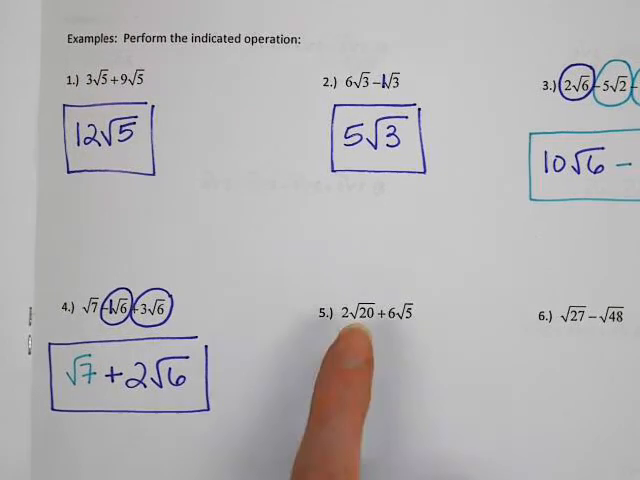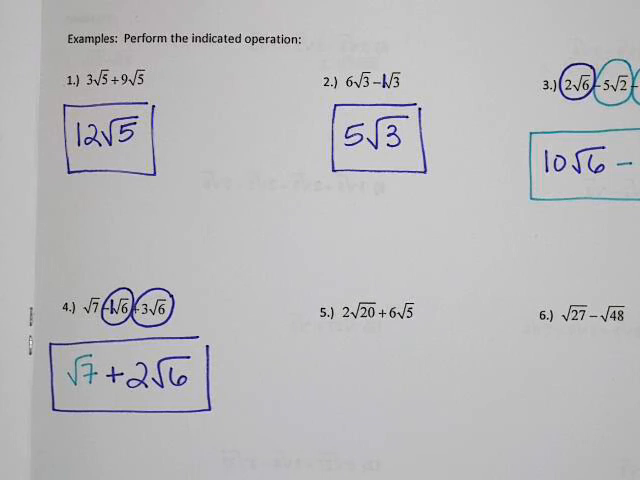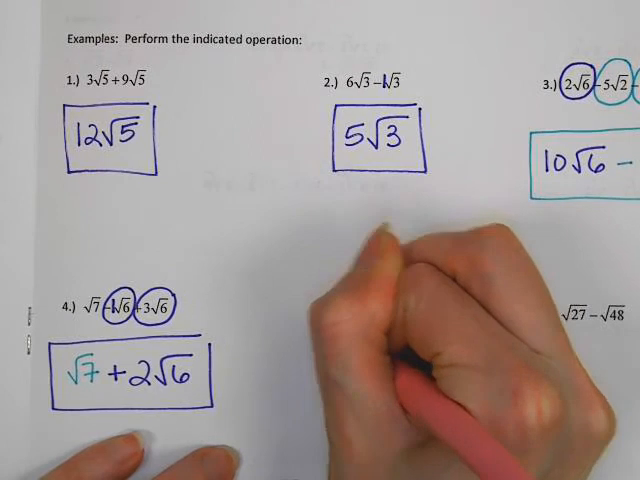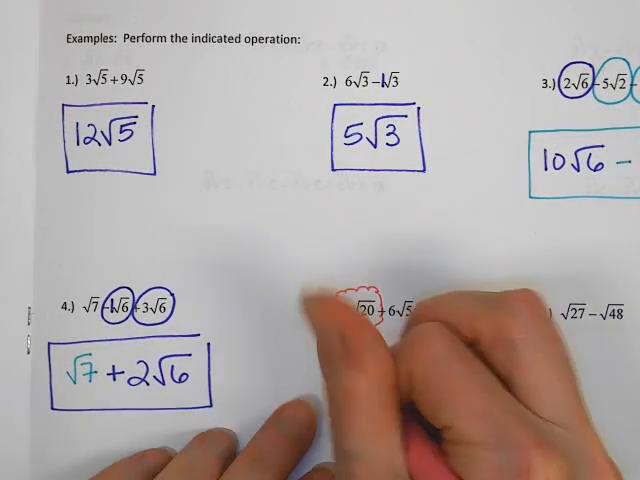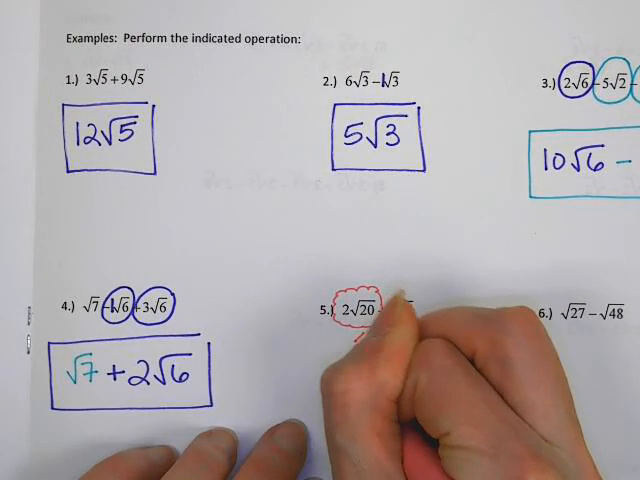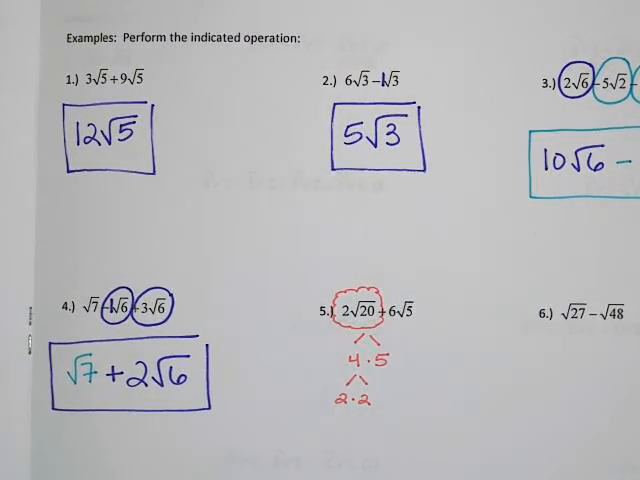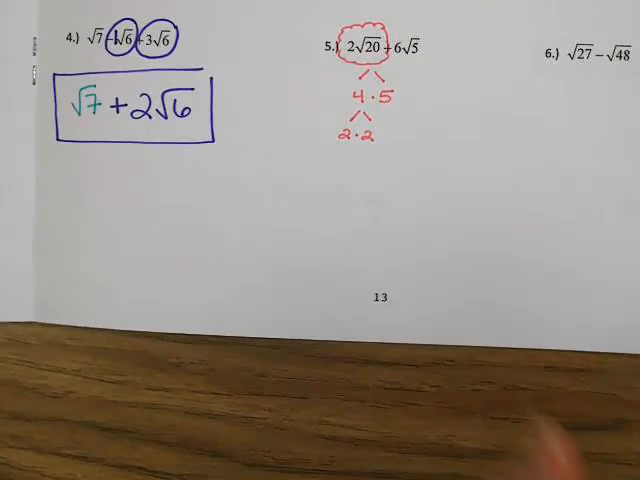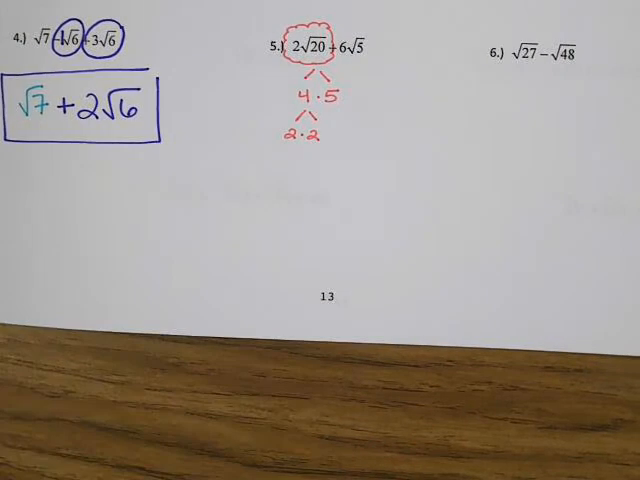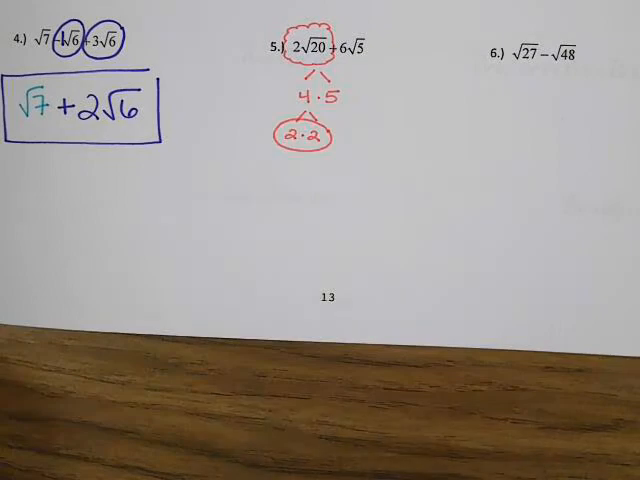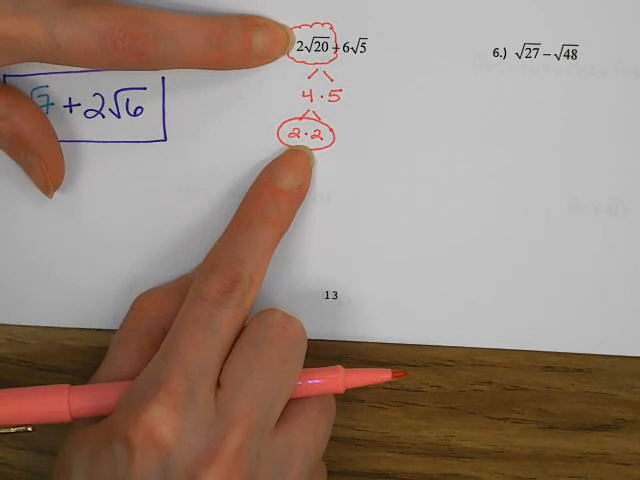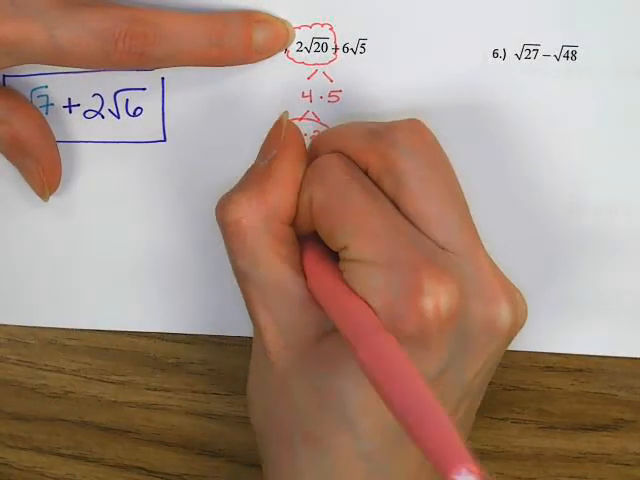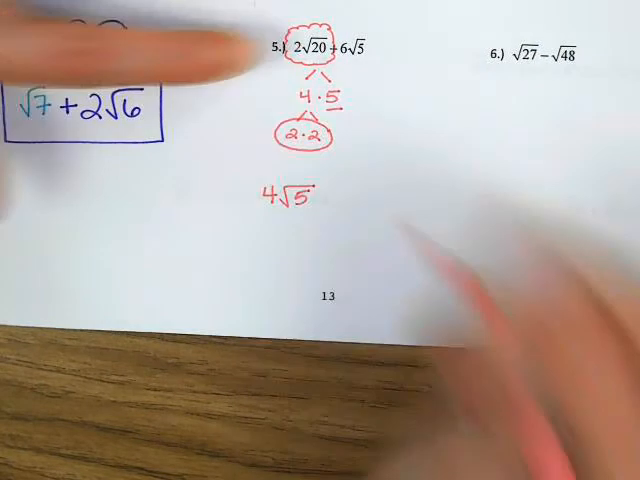All right, now root 20 and root 5, they're not like terms, so we cannot add them together. But what if we tried simplifying this one first? Okay, so remember the whole factor tree stuff? So 20 could be 4 times 5, and 4 could be 2 times 2. Sometimes you have to simplify first to see if maybe they are like terms. All right, so we got a double 2, which means we can pull out a 2. Now, there's already a 2 out here. So 2 times 2 becomes 4 root 5.